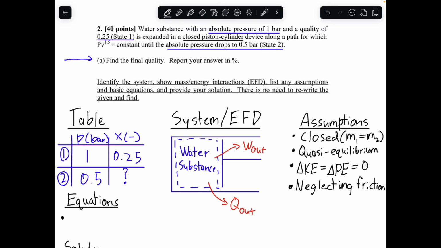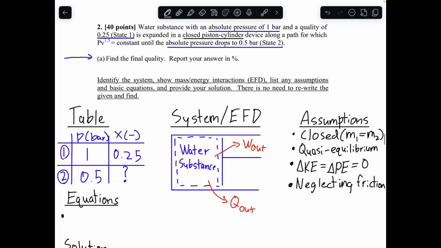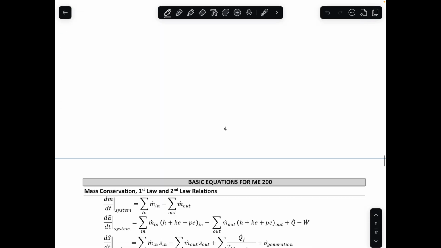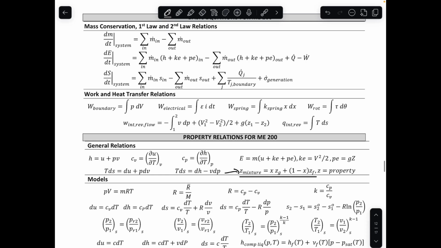And I'll just take the equations that we're going to need for part A, which is just finding the quality. So to find the quality, I think we're going to need the equation that we have for quality from our equation sheet. So I'll scroll down so that we can look at that. So here, the equation that I have underlined is the one that we use for quality. X is our variable for quality, and we know Z is just any property that we want from our tables, pretty much. And these ZG and ZF are given values that we can find from the table.